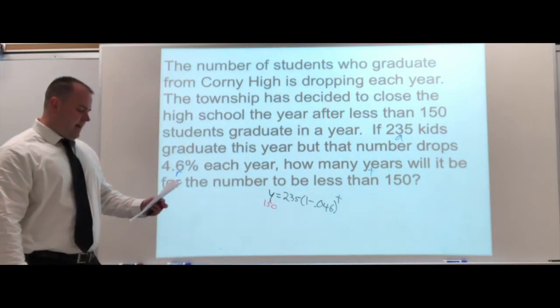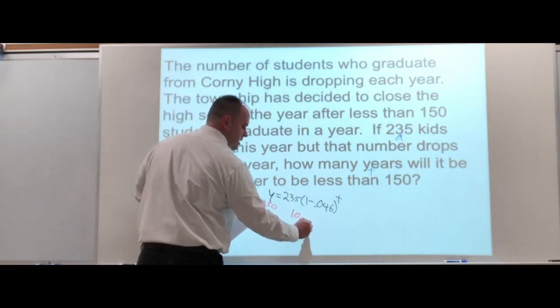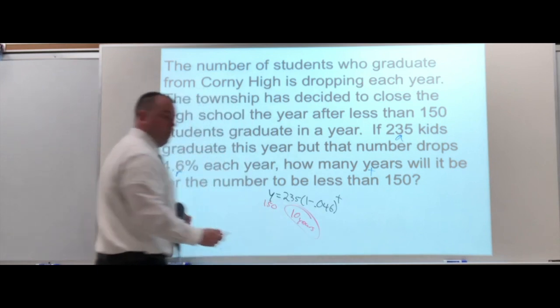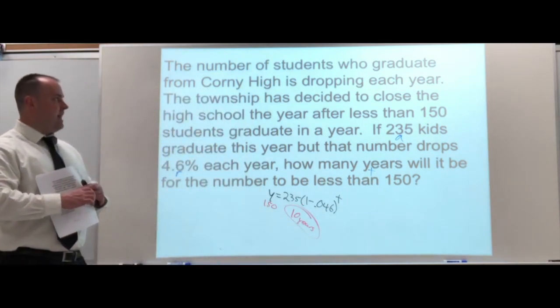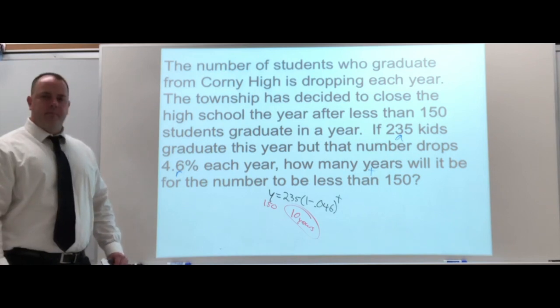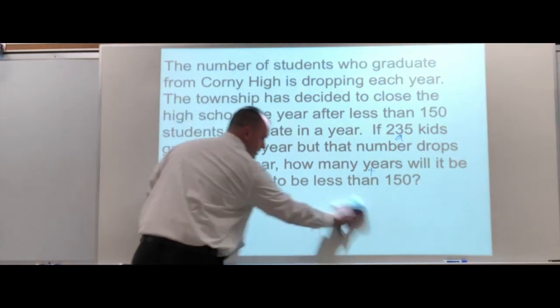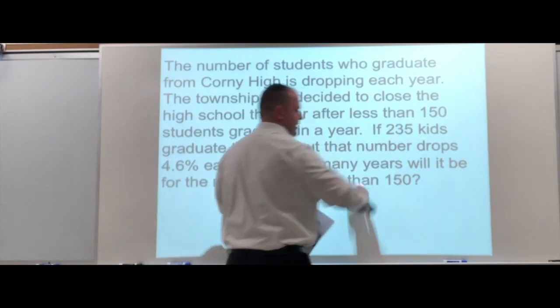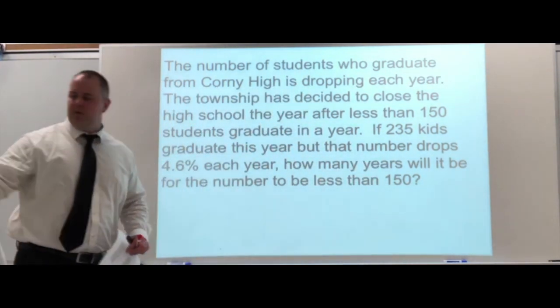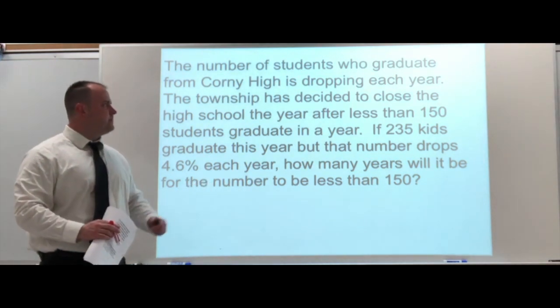Okay, I have it as 10 years is when we're under 150 students. That's when that high school would be closed, and we'd move on from there. Okay, so there's using your calculator. Find that exponent that you're missing, or at least estimate what the exponent is. Again, later on, we're going to find more ways of solving those.